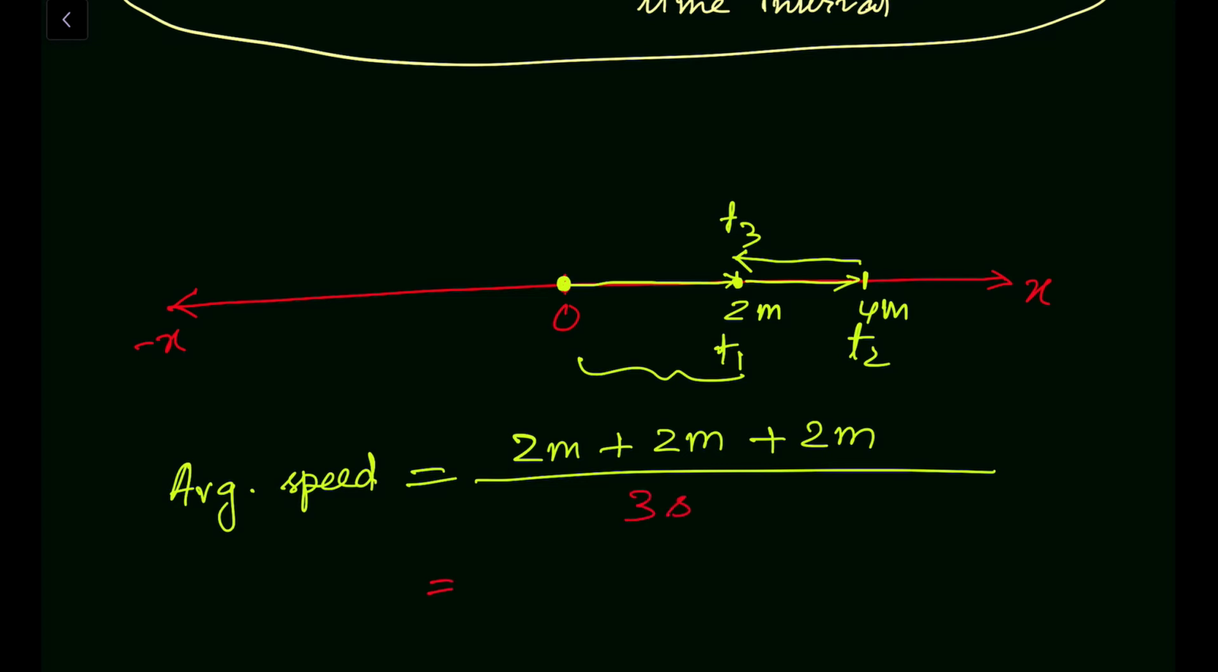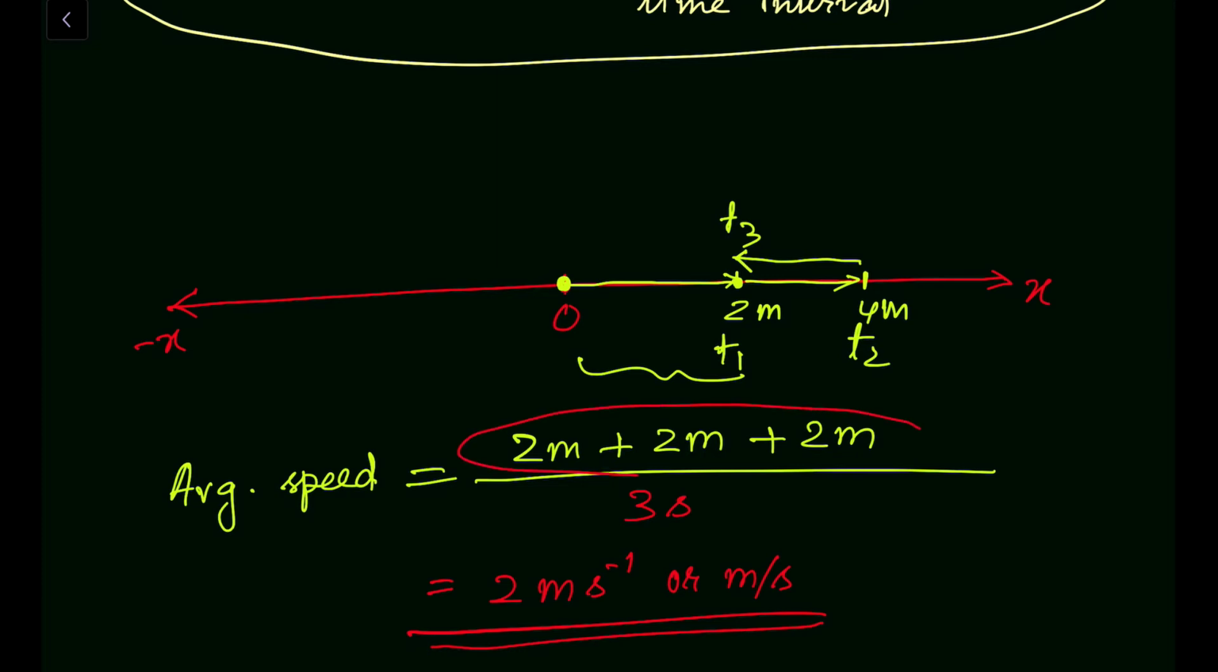So what will be the speed? 2 plus 2 plus 2 is 6, and 6 divided by 3 is 2 meter per second. So we can write it as m s to the power minus 1, or meter per second. Okay, so this is the speed. How have we found it? This is the total path length, this is the total time.